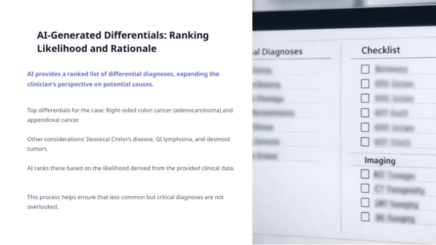Other important considerations include conditions like ileocecal Crohn's disease, GI lymphoma, and desmoid tumors, which can sometimes present with similar features. In our case, the top differentials are right-sided colon cancer, specifically adenocarcinoma, and appendiceal cancer. These are the most likely causes based on the clinical data. What AI does here is it provides a ranked list of differential diagnoses, which really expands our perspective on potential causes.